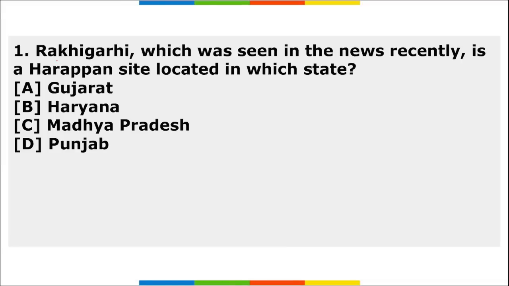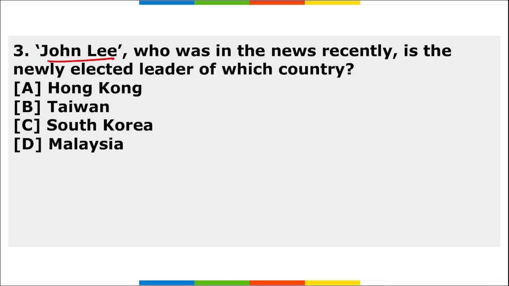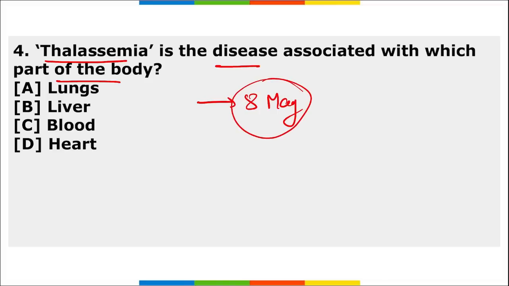Now let's shift to the homework part. First question. Rakhigarhi, which was seen in news recently, is a Harappan site located in which state? Second question. Which country has reported a rare viral infection, monkeypox? Third question. John Lee, who was in news recently, is the newly elected leader of which country? Fourth, thalassemia is a disease associated with which body part? Thalassemia Day is observed on 8th of May.